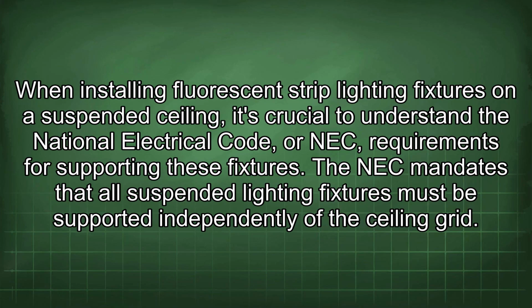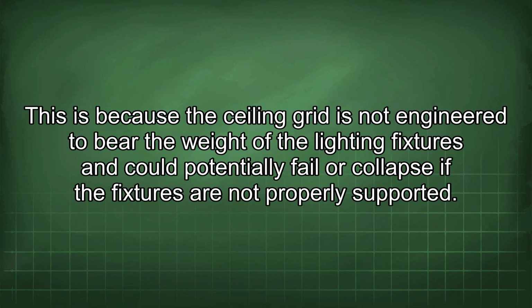When installing fluorescent strip lighting fixtures on a suspended ceiling, it's crucial to understand the National Electrical Code, or NEC, requirements for supporting these fixtures. The NEC mandates that all suspended lighting fixtures must be supported independently of the ceiling grid. This is because the ceiling grid is not engineered to bear the weight of the lighting fixtures and could potentially fail or collapse if the fixtures are not properly supported.